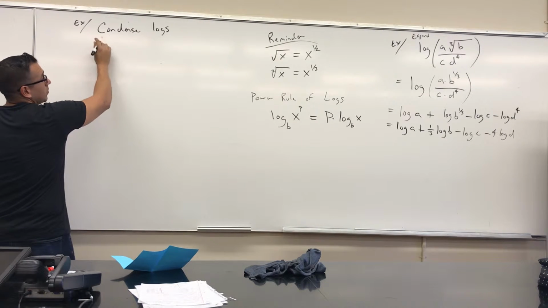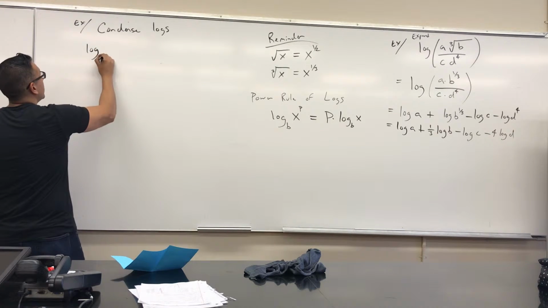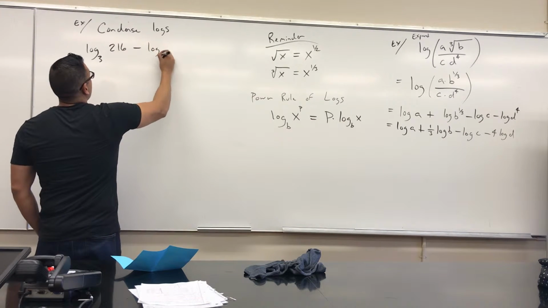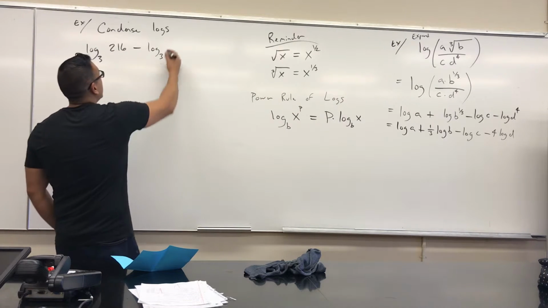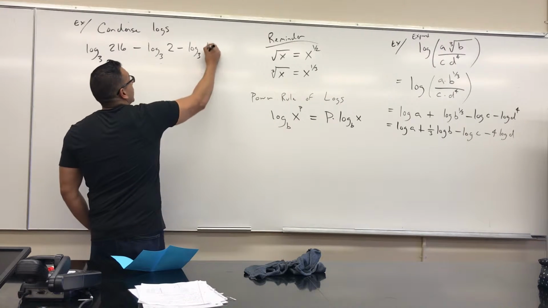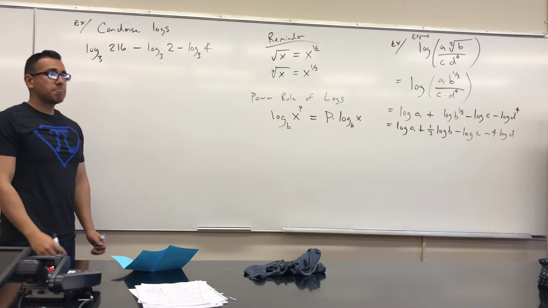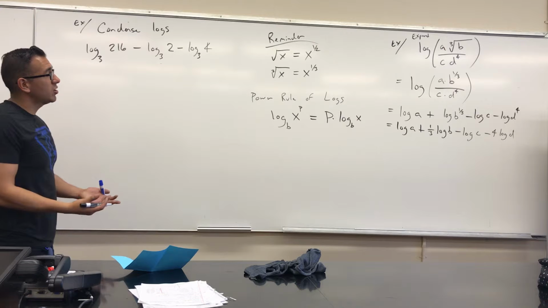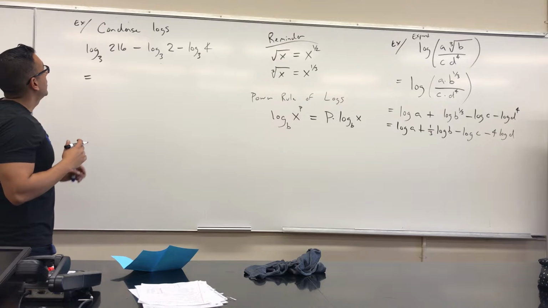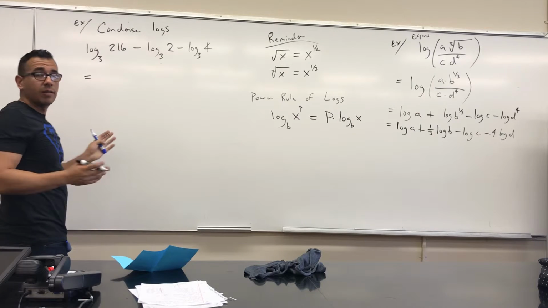Let's go with this. So log base 3 of 216 minus log base 3 of 2 minus log base 3 of 4. I'm throwing some numbers in here because we haven't really used numbers. A lot of different ways of doing this. Let's just use our definition that we had earlier. According to our definition, we want to make sure that these logs have the same what? Base. Do they? Yeah. Cool.